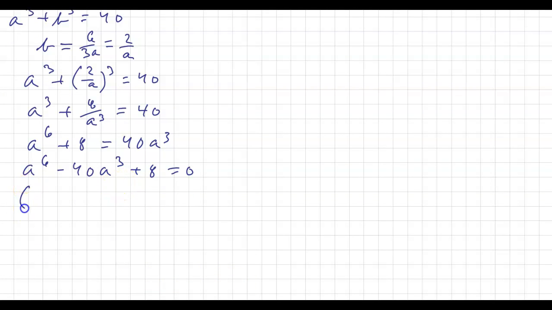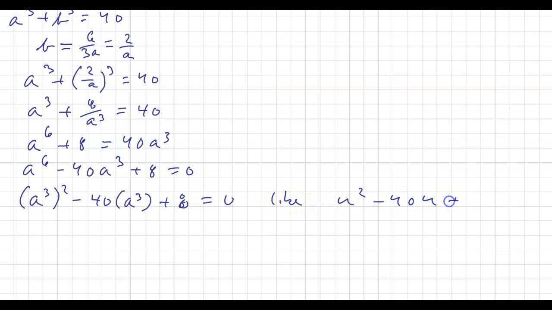Now we have a 6th degree equation that has only a 6th degree term, a cubic term, and a constant, so it can turn into something like a quadratic. I'll just say this is like u squared minus 40u plus 8. Now that one doesn't factor, so you'd have to use the quadratic formula.